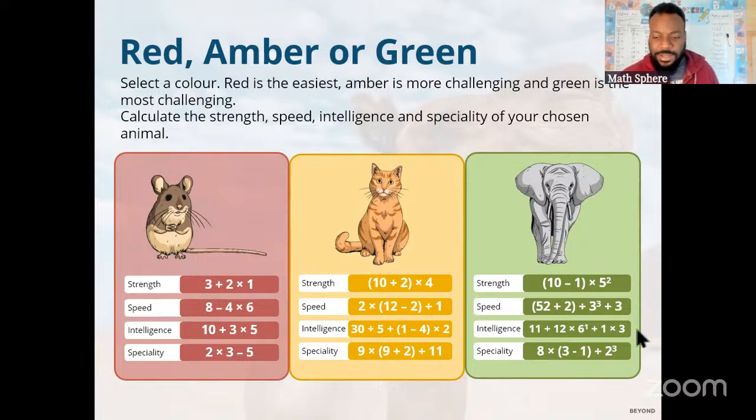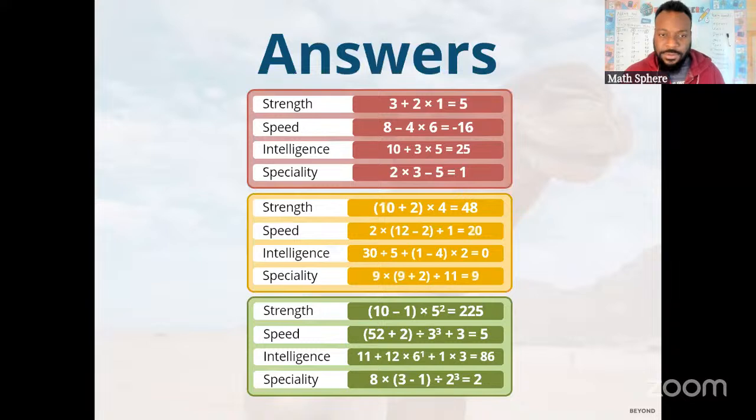All right, that is time. And now for the reveal. Okay, 5 minus 16. If you got these, excellent job, well done. 25, 1 for speciality. And then we've got 48, 20, 0 for that one.